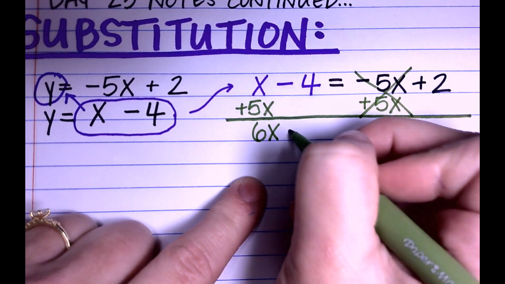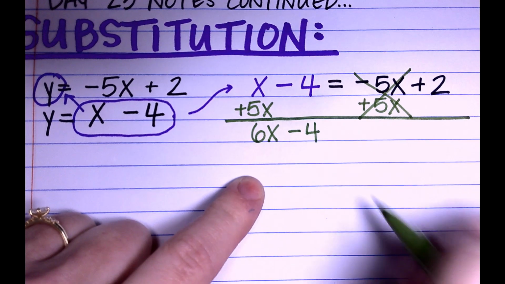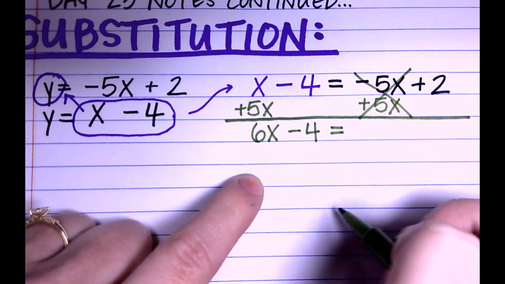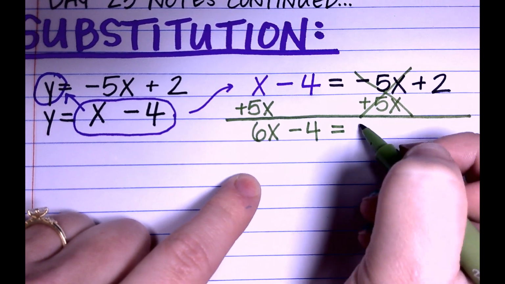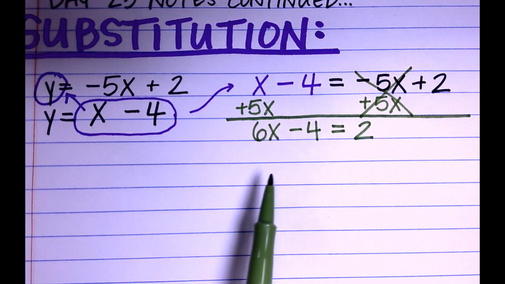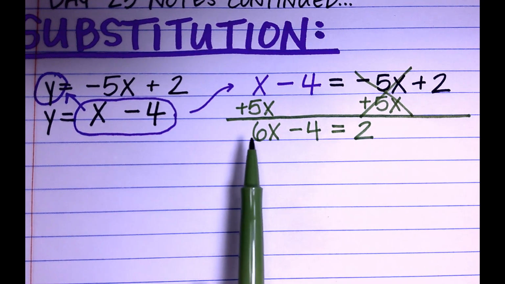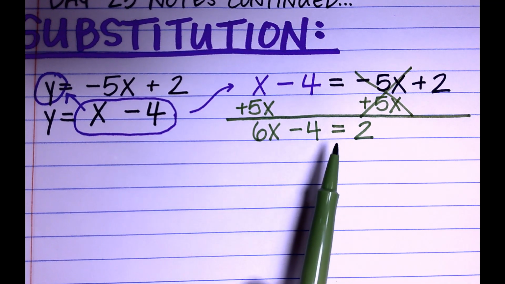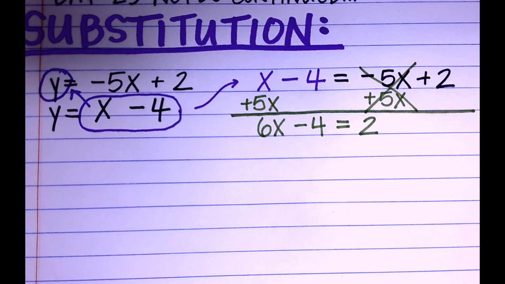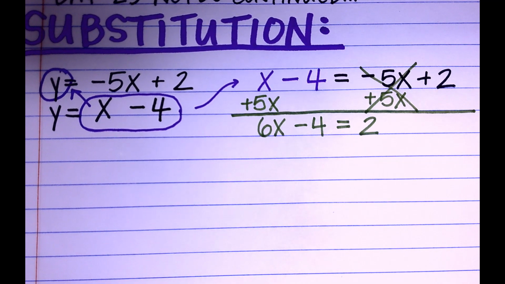Minus 4. I bring down my equal sign, bring down my 2. Perfect. Now I've got 6x minus 4 equals 2. This looks a little bit easier to solve now, doesn't it? What step could I take next?